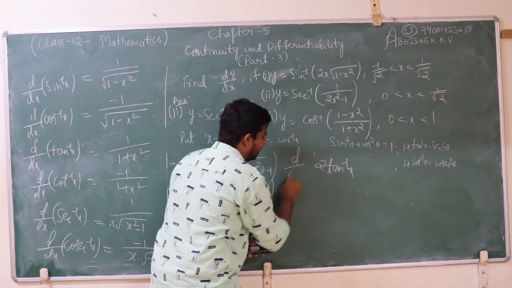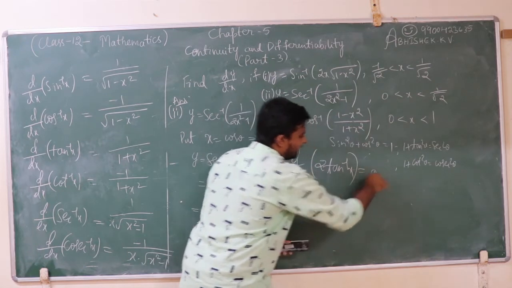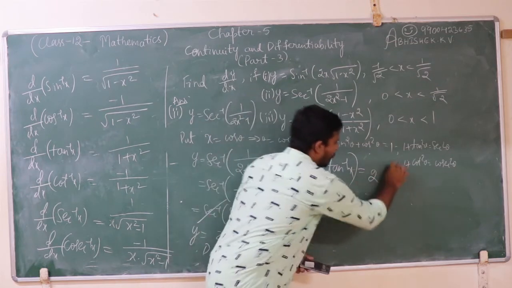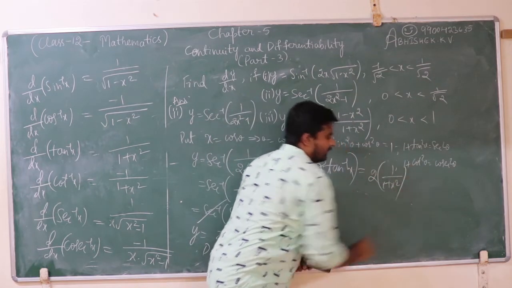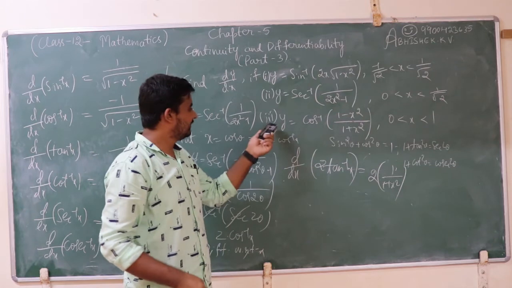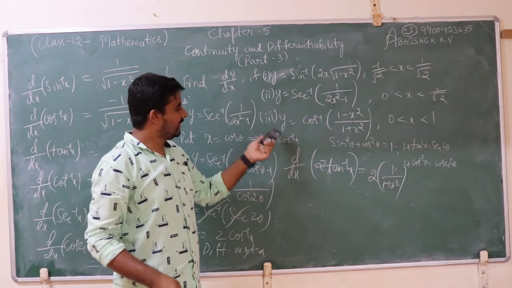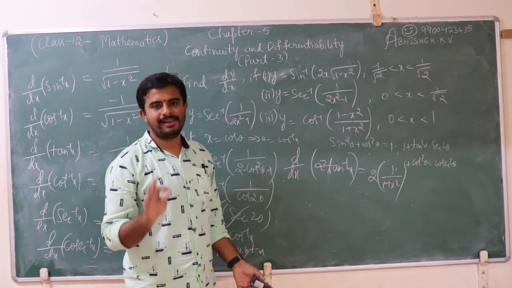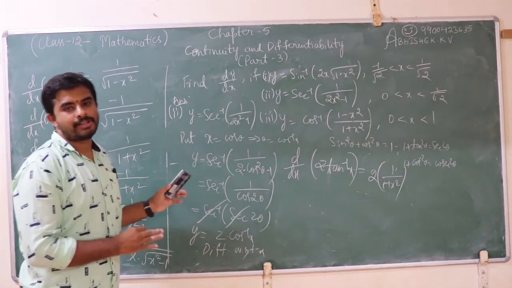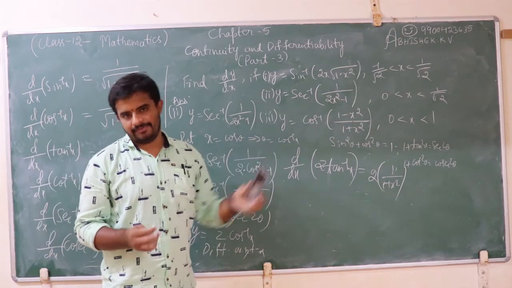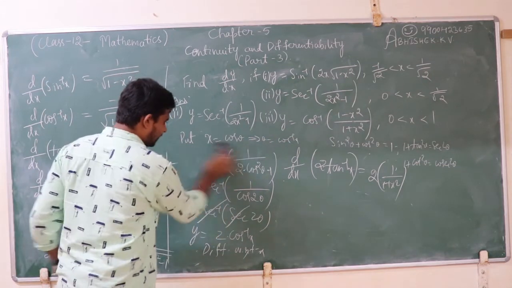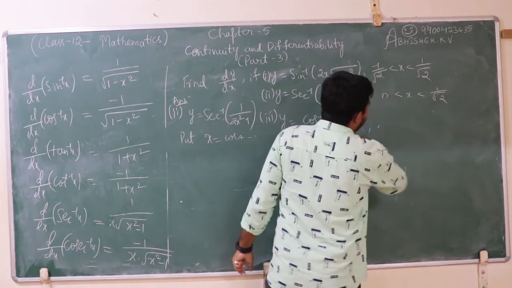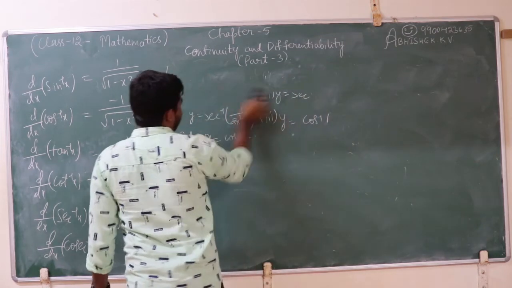By applying the derivative for this, 2 is a constant, take it outside. The derivative of tan inverse x is 1 divided by 1 plus x square. Therefore, dy by dx is equal to 2 divided by 1 plus x square. I hope you are getting this. So this is about the derivative of inverse trigonometric functions. From this, we completed 3 types of problems in differentiability.